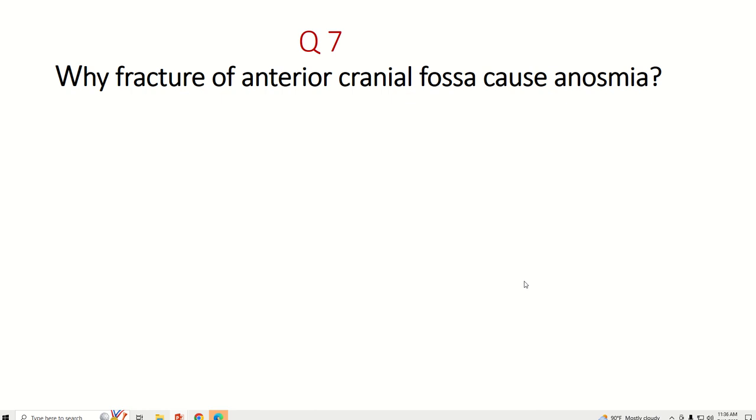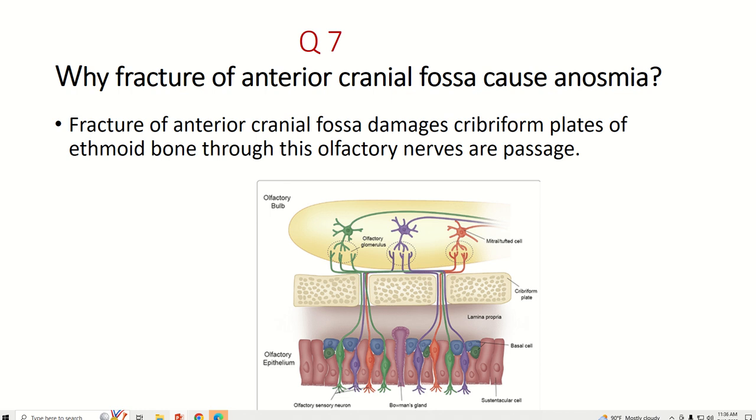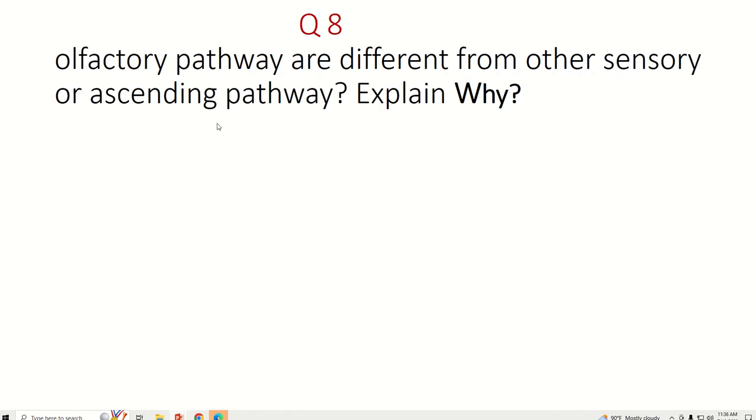Why does fracture of the anterior cranial fossa cause anosmia? The fracture of the anterior cranial fossa damages the cribriform plate of the ethmoid. Through this, the olfactory nerve passes. The olfactory pathway is different from the other sensory or ascending pathways. Explain why.